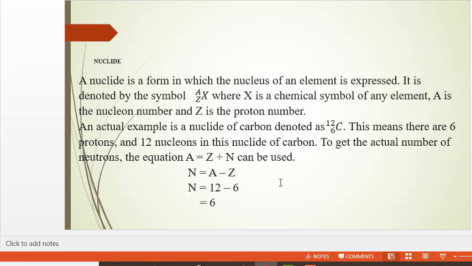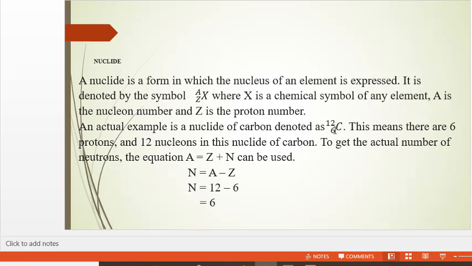It could be carbon, sodium, oxygen, any element we may think of. So when an element is shown on the periodic table, it has a number A on top and a number Z below. For example, if we use the particular example of carbon 12, on the periodic table you see a 12 on top and 6 below.